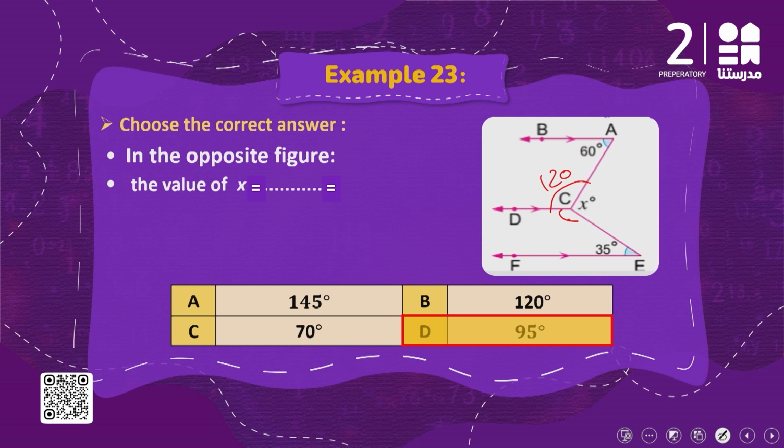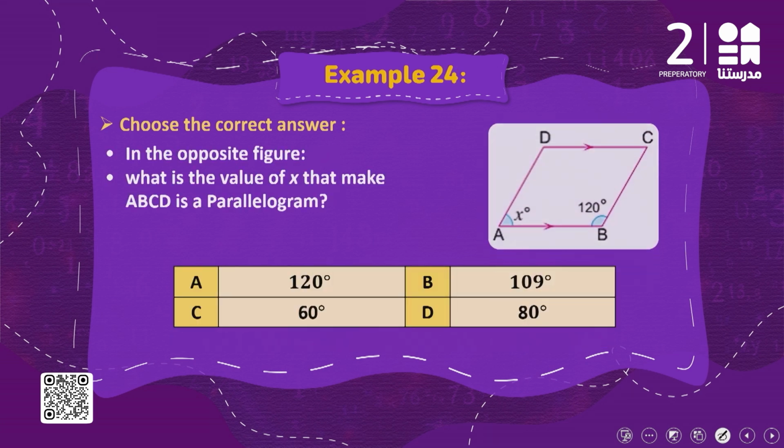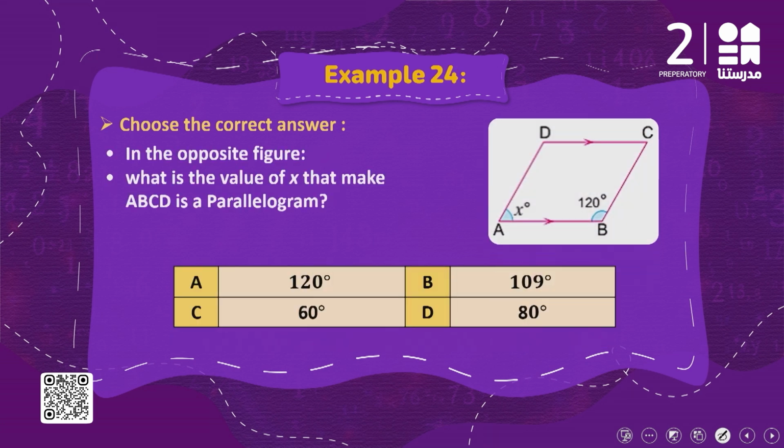That means this angle is 145 as we said. Add them, and because they are all around the point, after adding subtract the answer from 360. Now x is 95.